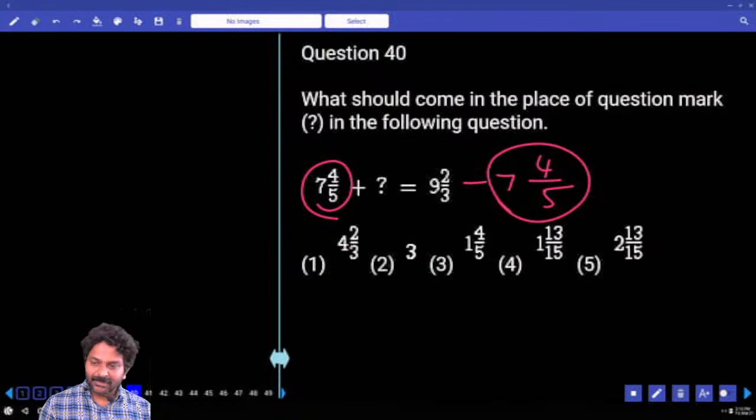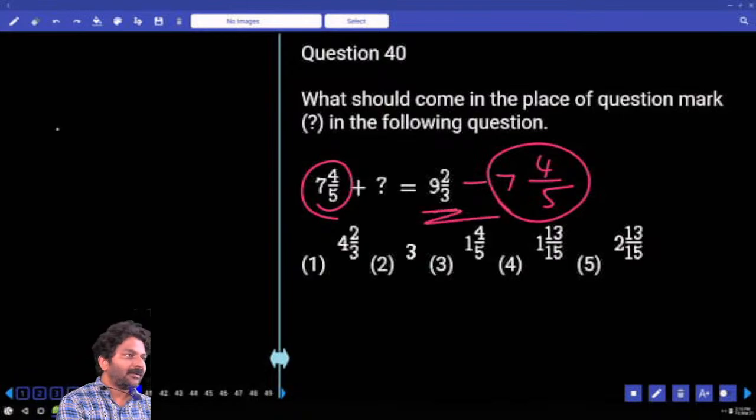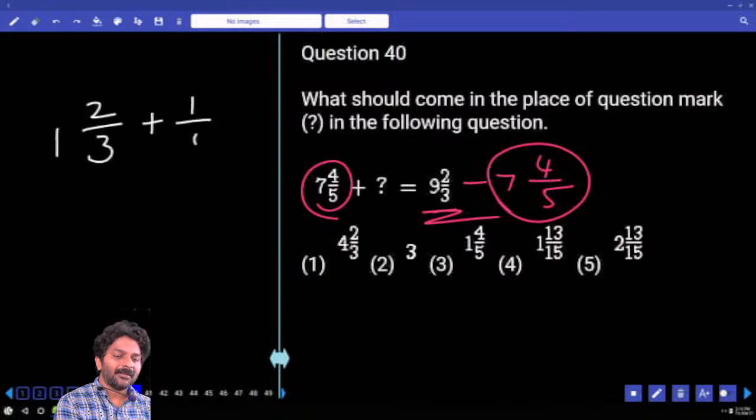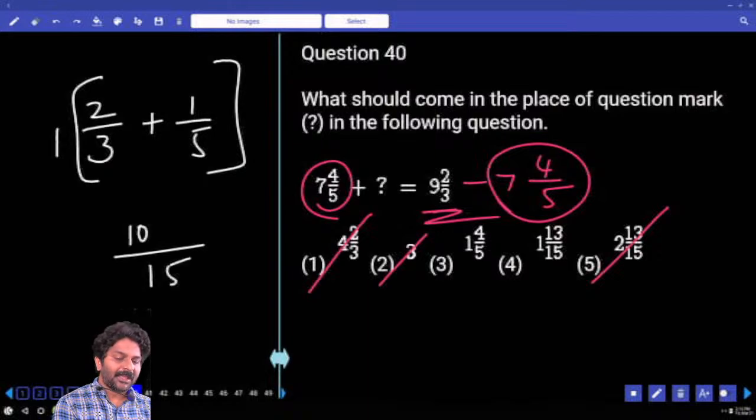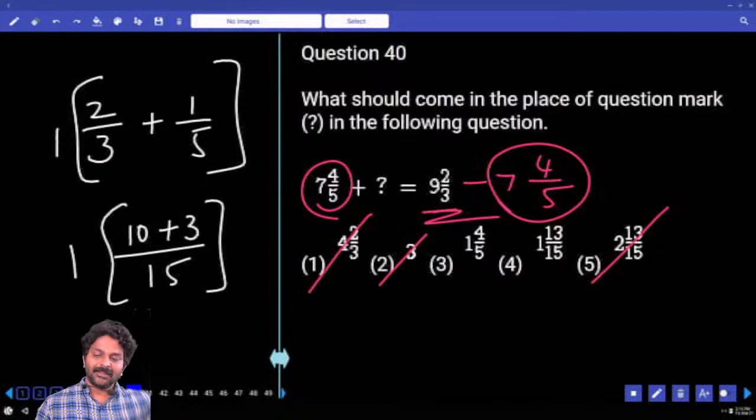Instead of 74 by 5, I will subtract 8, then add extra 1 by 5. Is that okay? Subtract 8 from this fellow: 1, 2 by 3. Now add 1 by 5. So I can add these two fractions now. Definitely the answer is not first one, not second one, not fifth one. Either third or fourth. LCM 15, 10 plus 3. Already you have 1. 13 by 15, fourth final.